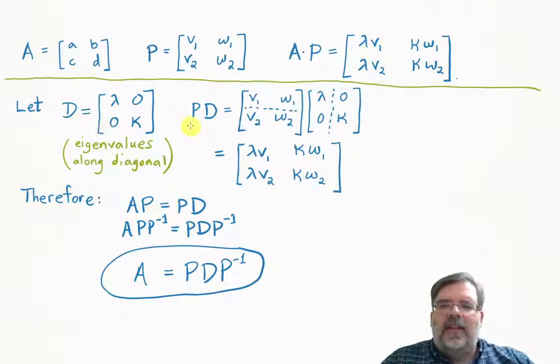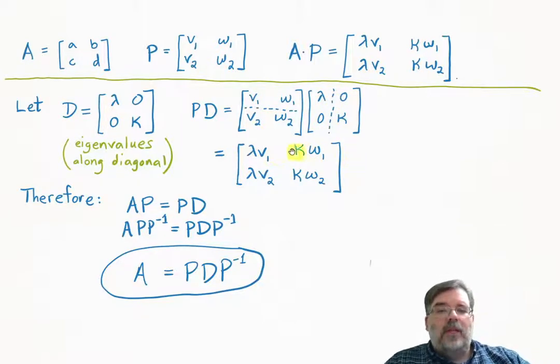Now I'd like to calculate this matrix P, this eigenvector matrix, times this eigenvalue matrix. This time we're doing P times D. Partitioning the eigenvectors along the rows and this along the columns, we multiply through, and here's what we get: lambda v1, kappa w1, lambda v2, kappa w2. This should look familiar. This is what we just calculated on the previous page. These two are equal, so that means A times P is equal to P times D.